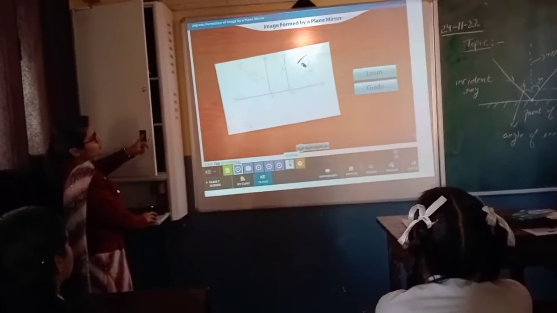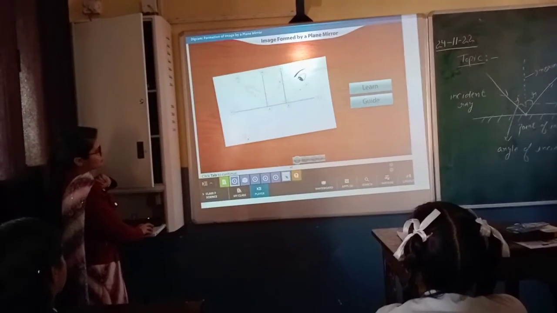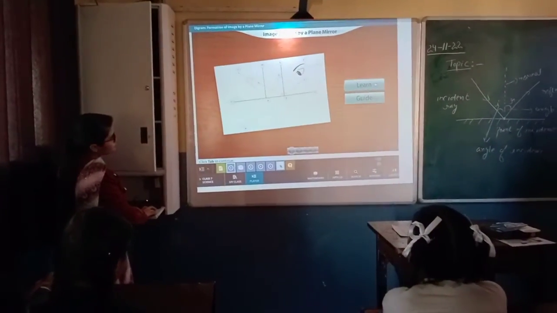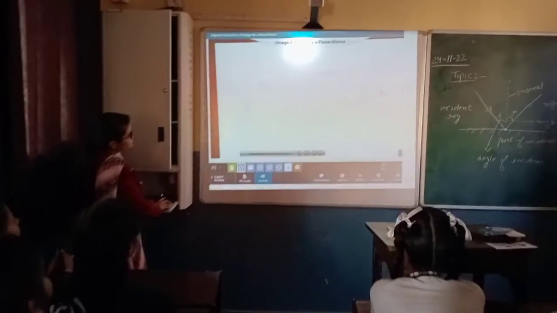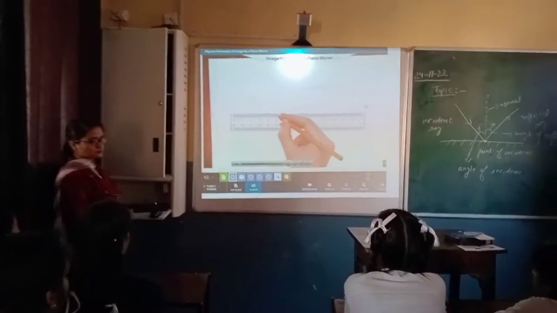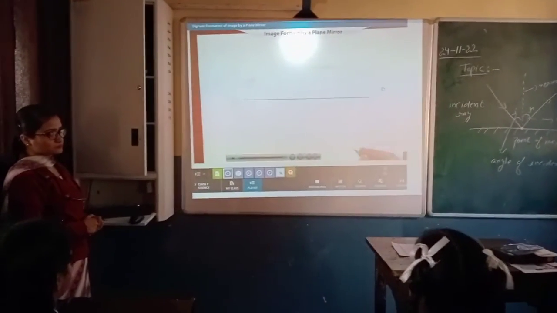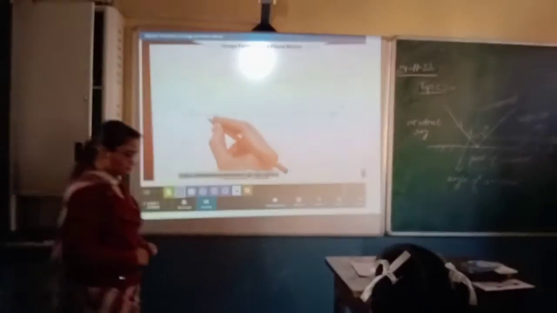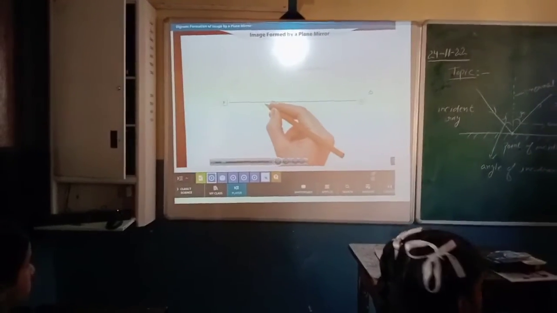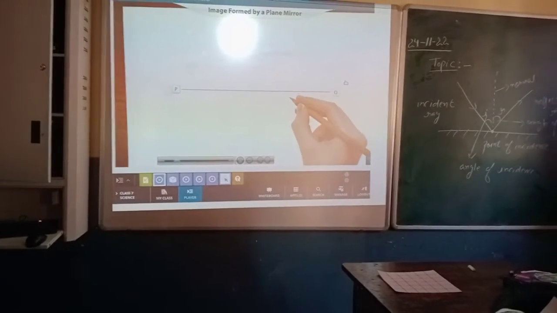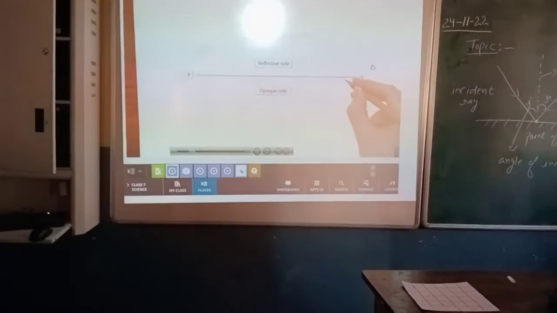This is the image formed by a plane mirror. To start making the diagram of image formed by a plane mirror, first draw a horizontal line and label it as PQ. Draw small inclined lines that intersect the horizontal line. This represents the opaque side of the plane mirror.